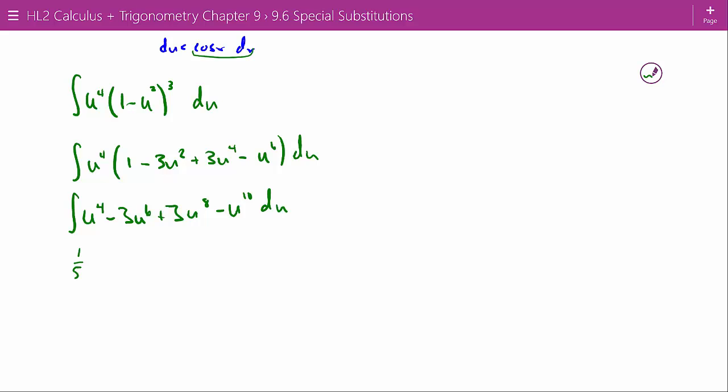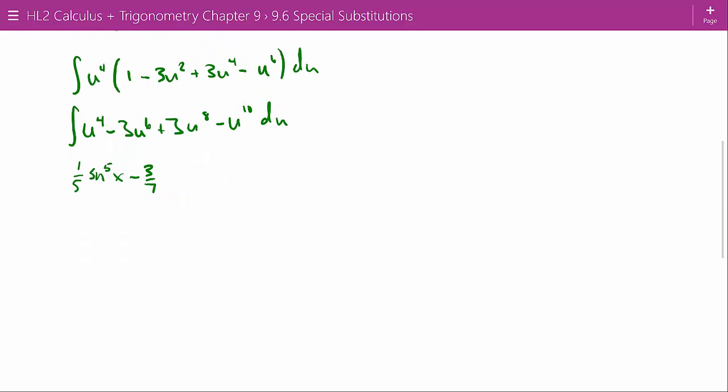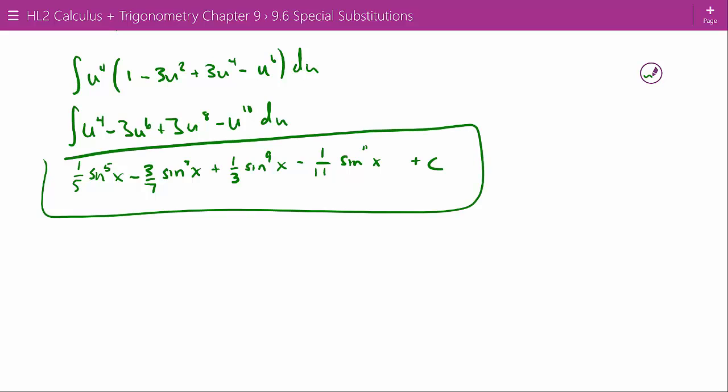So we have 1/5 u to the fifth, and u was sine of x, minus 3/7 u to the seventh, so 3/7 sine x to the seventh power, plus 1/9 sine x to the ninth power. Okay, so it would become, we had 3 times 1/9, so 1/3 sine to the ninth, minus 1/11 sine x to the 11th power plus c. And there we go, third example.